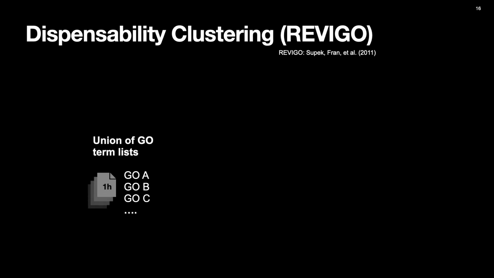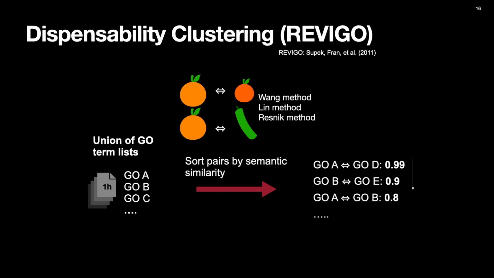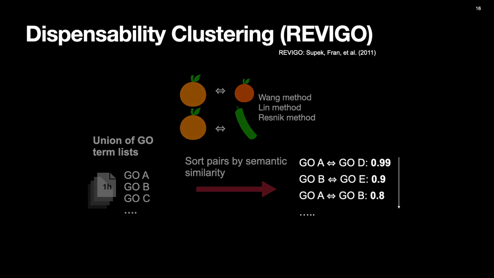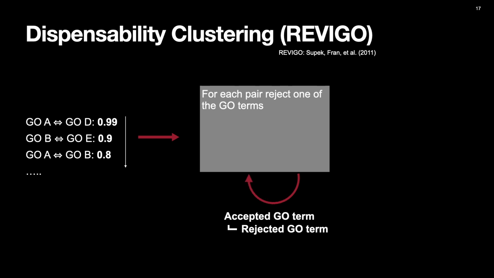For the dispensability clustering, the union of the GO terms is taken, and for every pair of terms, semantic similarity is calculated using a method chosen by the user. The pairs are then sorted by their similarity. For each pair, we reject one of the terms based on several criteria. When a term is rejected, it is placed as the child of the accepted term in the pair in the hierarchical clustering. In general, less specific terms and less significant terms are rejected in favor of specific significant terms.